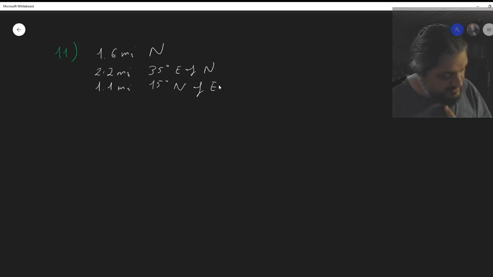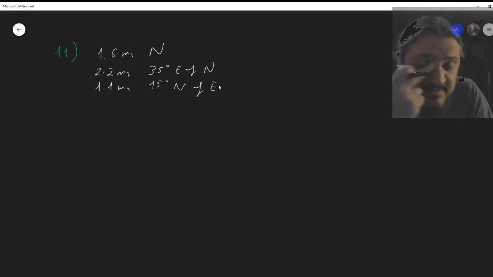So it has 3 parts. At the end of this hike, how far will you be from where you started? And what direction will you be from your starting point? How far means find the magnitude of the displacement vector. Find the direction means, is it northeast, whatever. We're going to find the direction in angles.